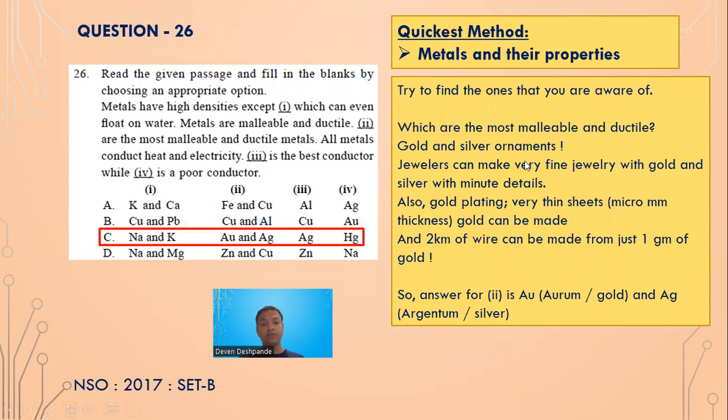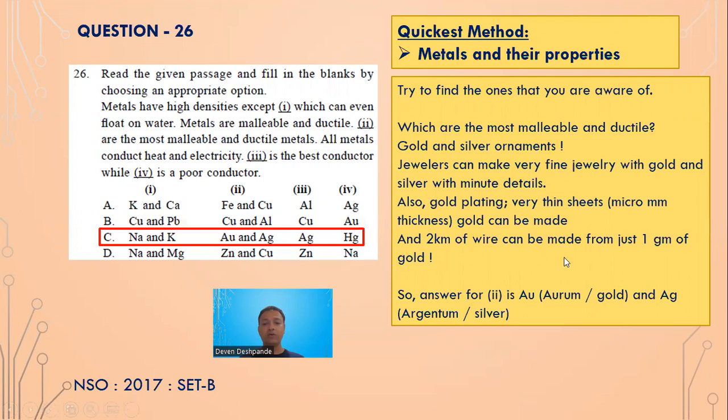And one of the interesting facts is that very thin sheets of gold can be made, which are used for gold plating. And just imagine that from 1 gram of gold you can make a wire which is 2 kilometers long. How wonderful this is! Just from 1 gram of gold, a 2 kilometer wire can be made. So it is very ductile and also malleable because you can make very thin gold sheets or silver sheets. So the answer for two is gold and silver.